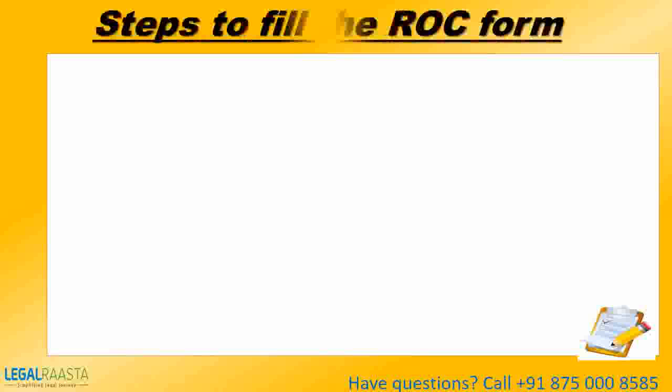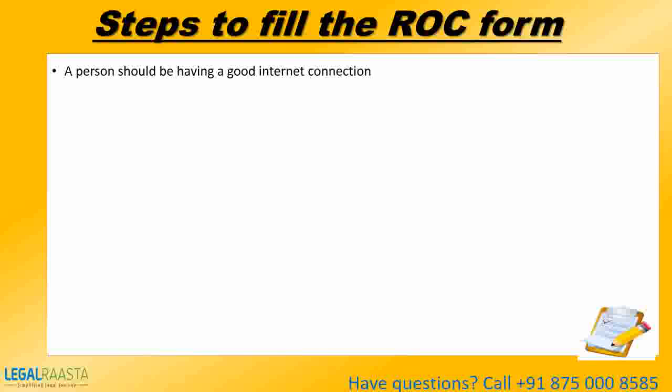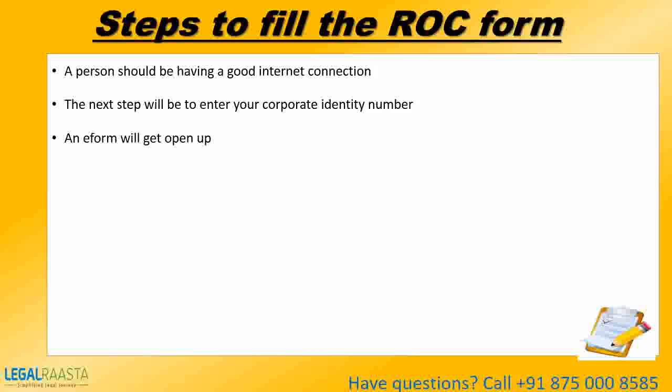So let's talk about what are the steps. First, a person should be having a good internet connection and after that form should be downloaded first. Second, the next step will be to enter your corporate identity number, that is CIN, and then press pre-fill button. Third, an e-form will open up. You are required to fill that form and attach necessary documents.